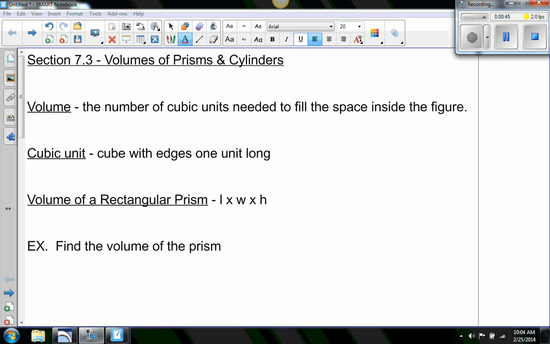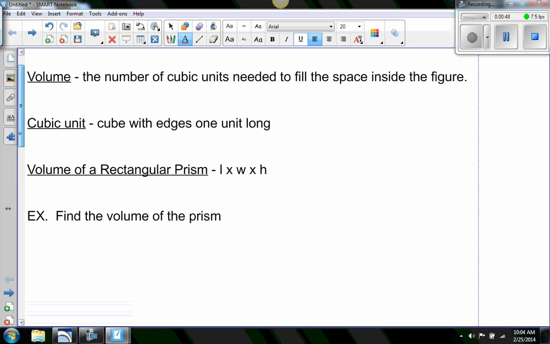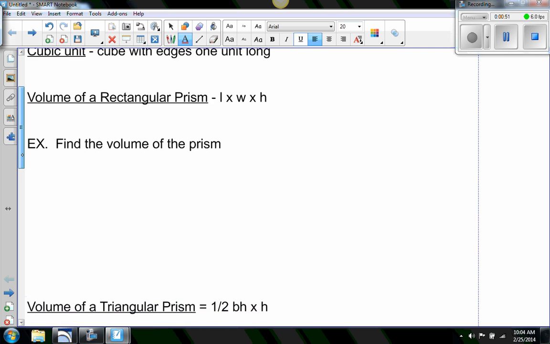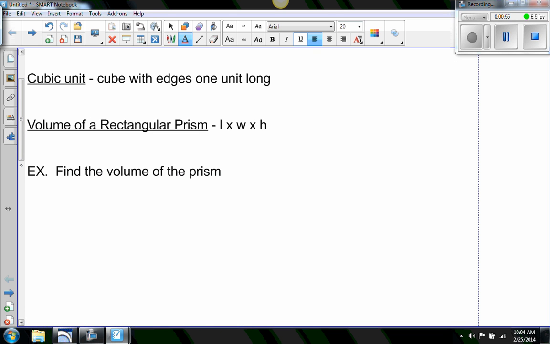A cubic unit is just a cube with edges that are 1 unit long. We're going to do rectangular prisms first. Those are the easiest ones there are to do. All you have to do is take the length times the width times the height and you're done. Pretty simple.